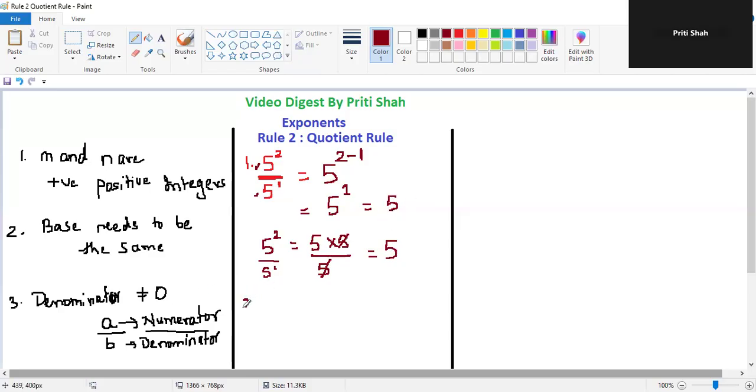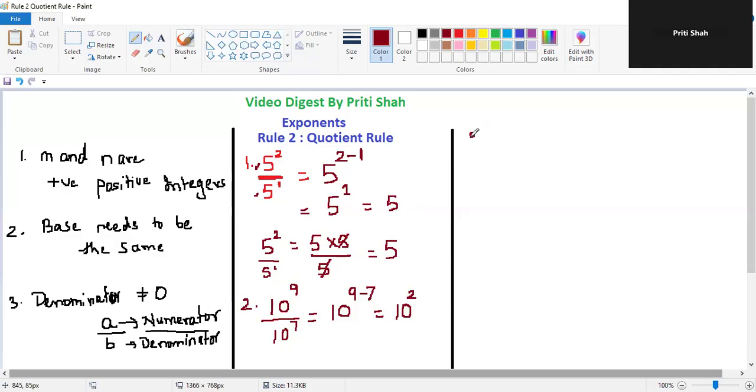Okay, let's see a second example. Now suppose you have 10 to the power 9 divided by 10 to the power 7. Is the base the same? Yes, the base is 10. So write that here first. What is the power of the numerator? Write that here. Put a subtraction sign. And what is the power in the denominator? 7. So write that 7 over here. This will give us 10 raised to the power 9 minus 7, which is 2.